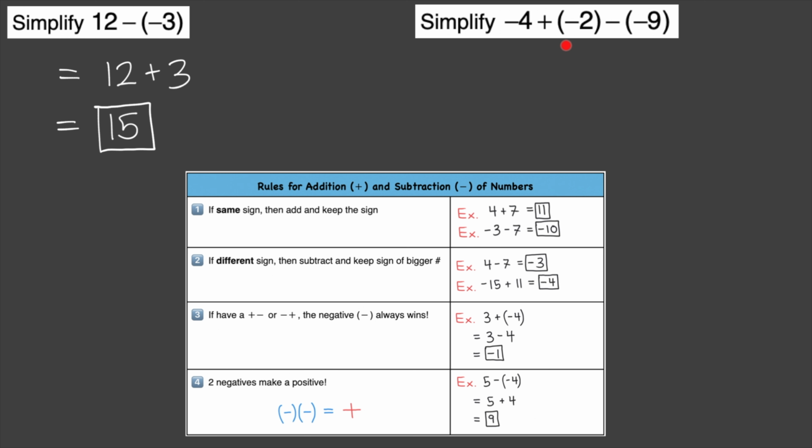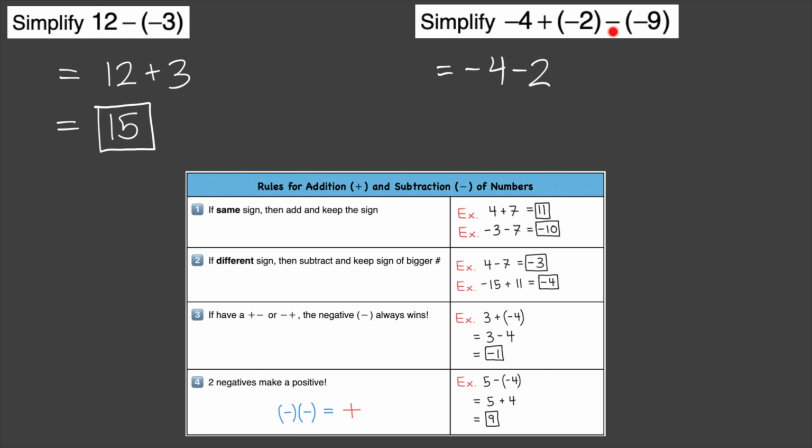Next, we move over here. We have a plus minus. Who always wins when we have a plus and a minus next to each other? That's rule number 3. The negative always wins. So we're going to rewrite that as -4 minus 2.